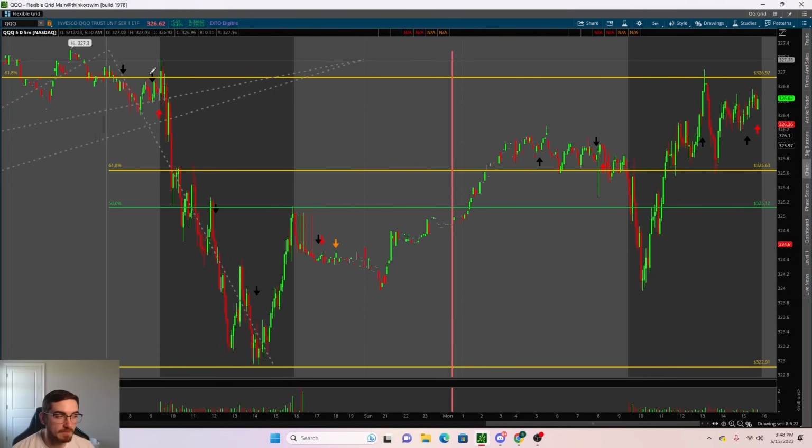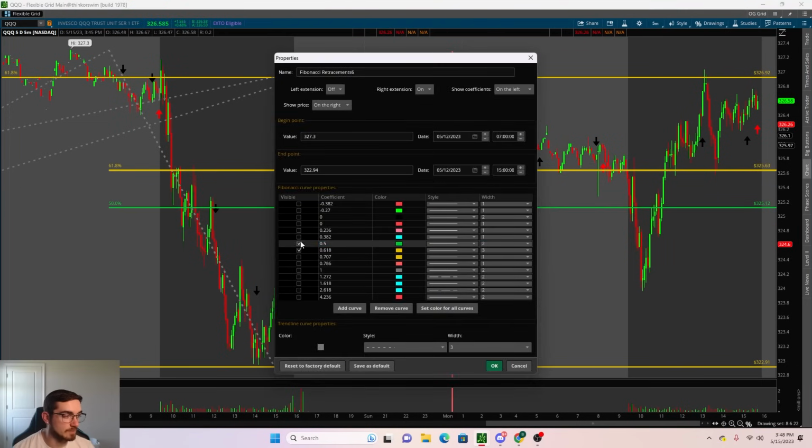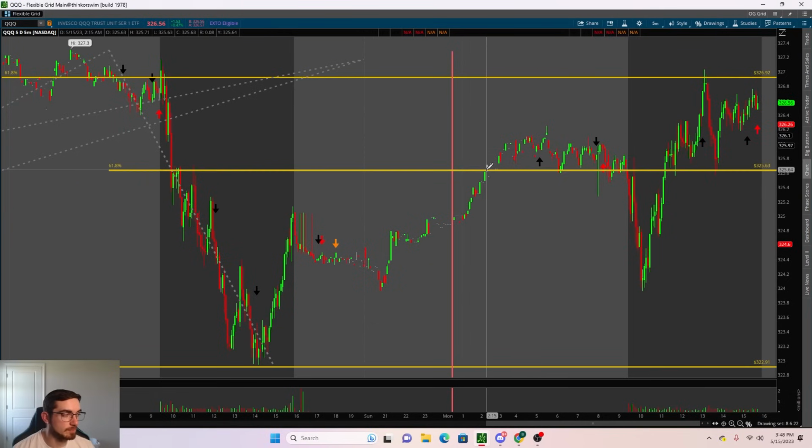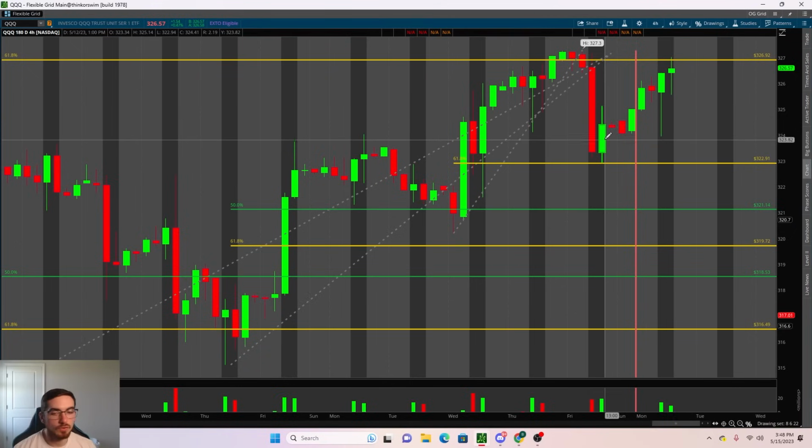So again, just taking that pivot high to pivot low, right at the 50% retracement. As soon as price started breaking above it, it's invalidated. I'll take it off of the chart. And then as it came up to the 61.8, broke through it, it became invalid, and I would delete it from the chart.